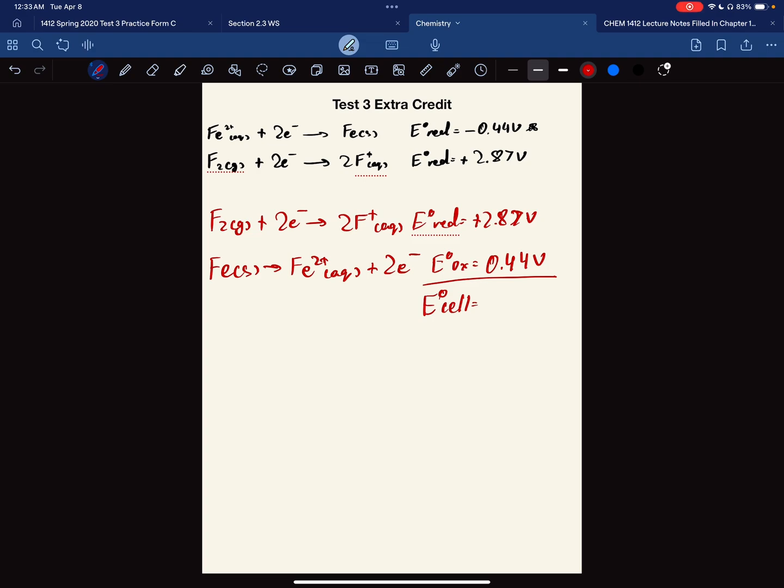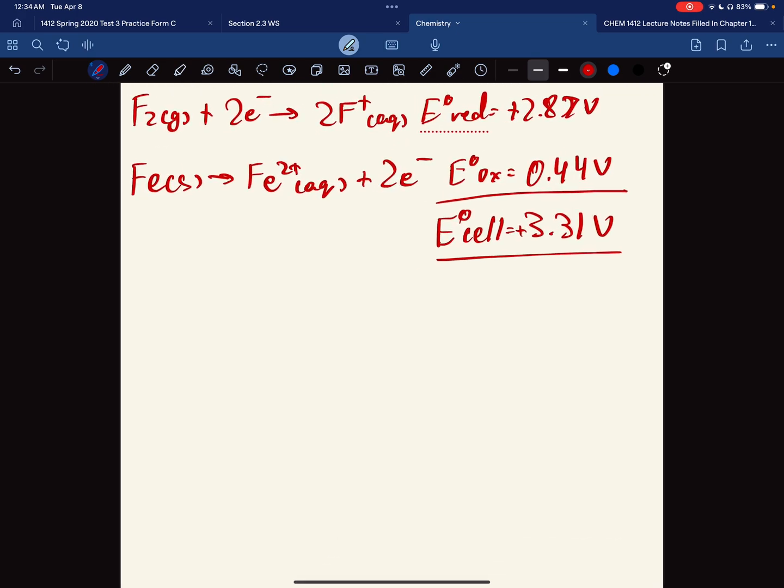So now to calculate E naught cell, we add the two values and we get positive 3.31 volts. So we require E naught cell to be positive. So now when we have these two options, we're going to draw out and form the shorthand for this equation.